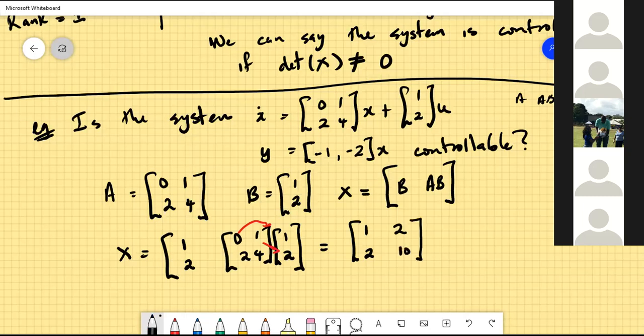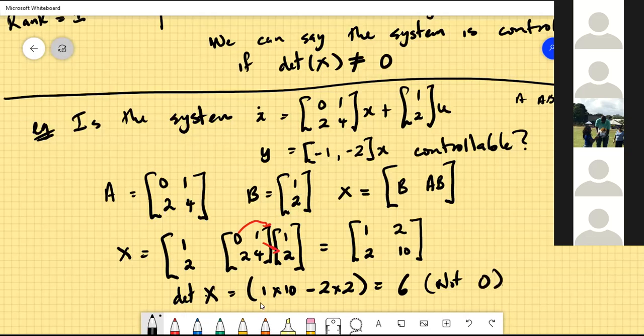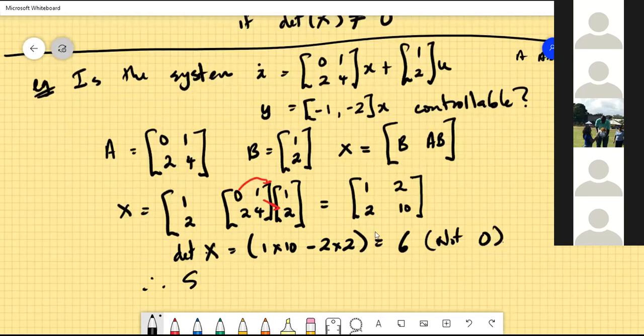And the determinant of X is going to be equal to 1 times 10 minus 2 times 2, which is 6. That's not 0. So therefore the system is controllable.